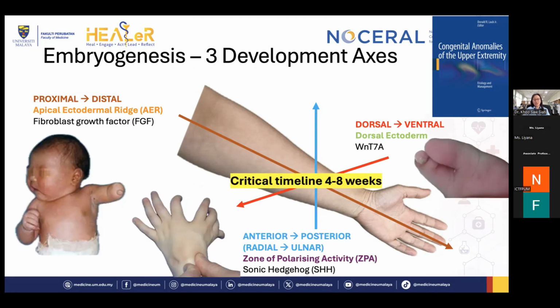So if the proximal-distal axis is affected, you can have transverse deficiency. If it's the anterior-posterior pathway, the radial-ulnar pathway, and there's too much of it, you can get ulnar dimelia, too many hands, mirror hands. If it's the dorsal-ventral axis, you can get something called dorsal dimelia, where you have nails on your palms.